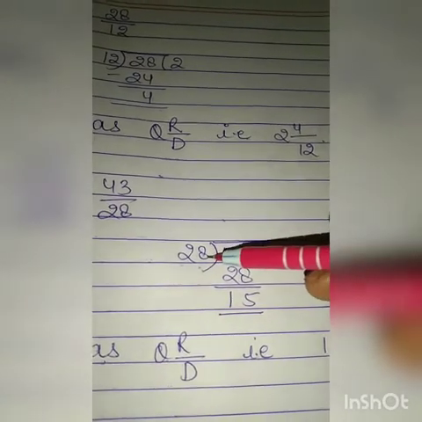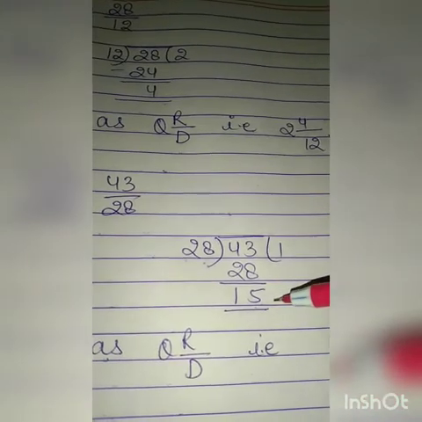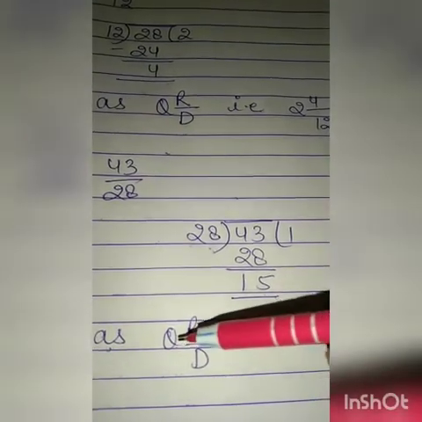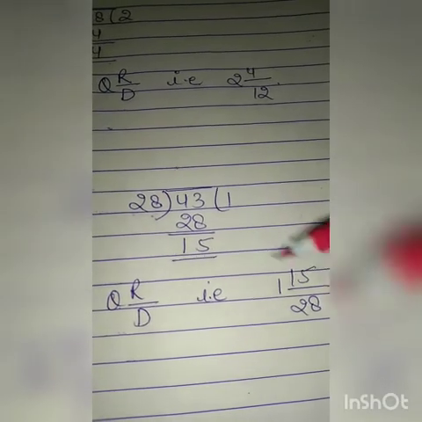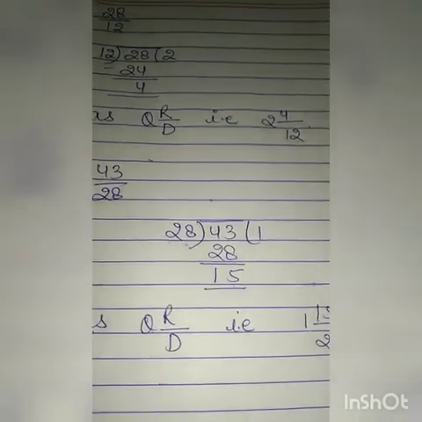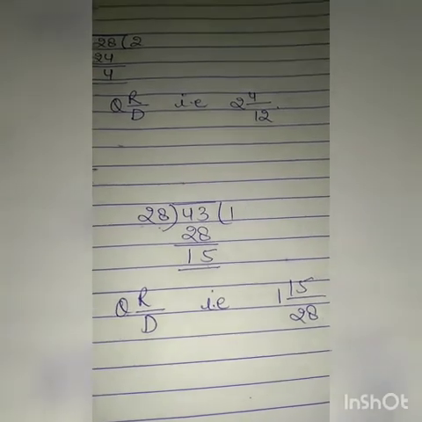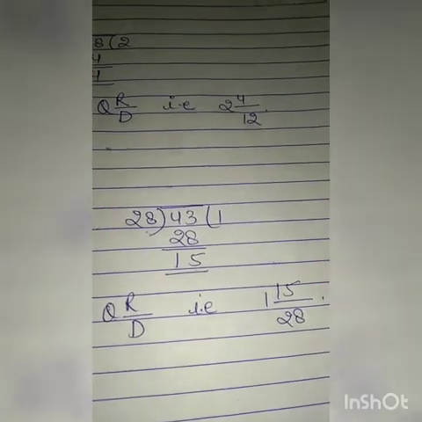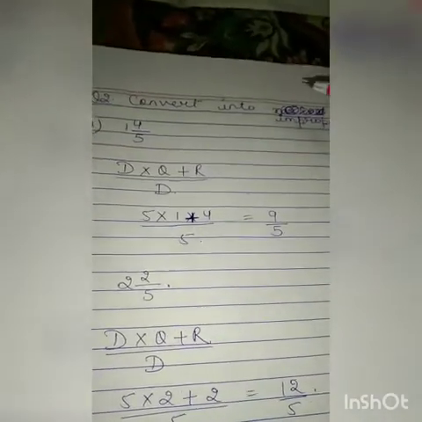Now here 28 is the divisor, 1 is the quotient, and 15 is the remainder. As the format is given, q whole r upon d, that is 1 whole 15 upon 28. 1 is the quotient, 15 is the remainder, and 28 is the divisor. So this is the last question for question number 1, convert to mixed fraction. Now the second question is convert into improper fraction. Let's see question number 2, convert into improper fraction.